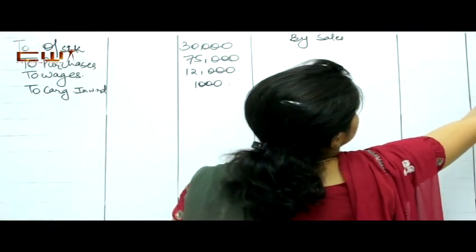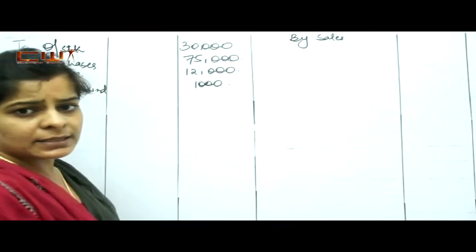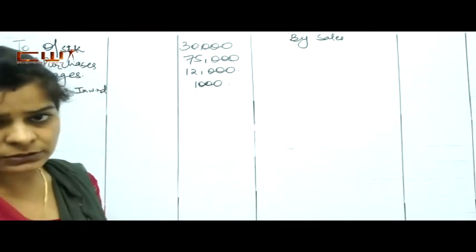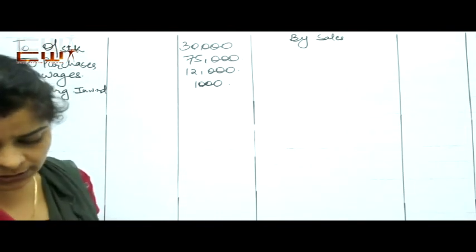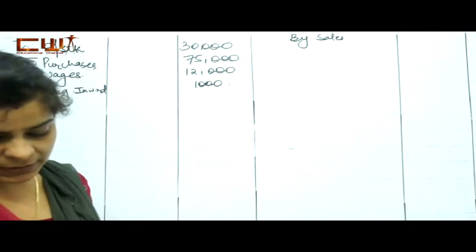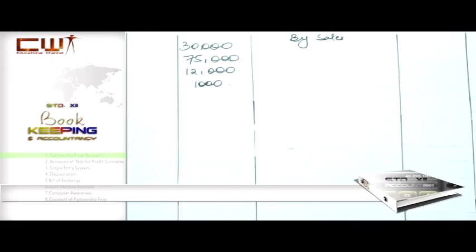So you have mentioned sales 1 lakh. Any other item? Please make sure you write the closing stock also. In the adjustment, provide depreciation, that will not come. It will come in the P&L account. Bad debts will come in the P&L account.